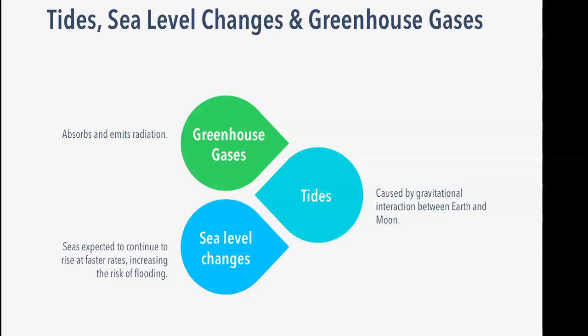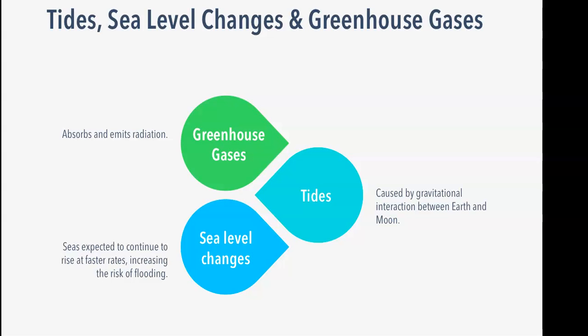Okay, and then we'll jump in here to tides. Tides are periodic rises and falls of large bodies of water. Tides are caused by the gravitational interaction between the Earth and the Moon. The gravitational attraction of the Moon causes the oceans to bulge out in the direction of the Moon.